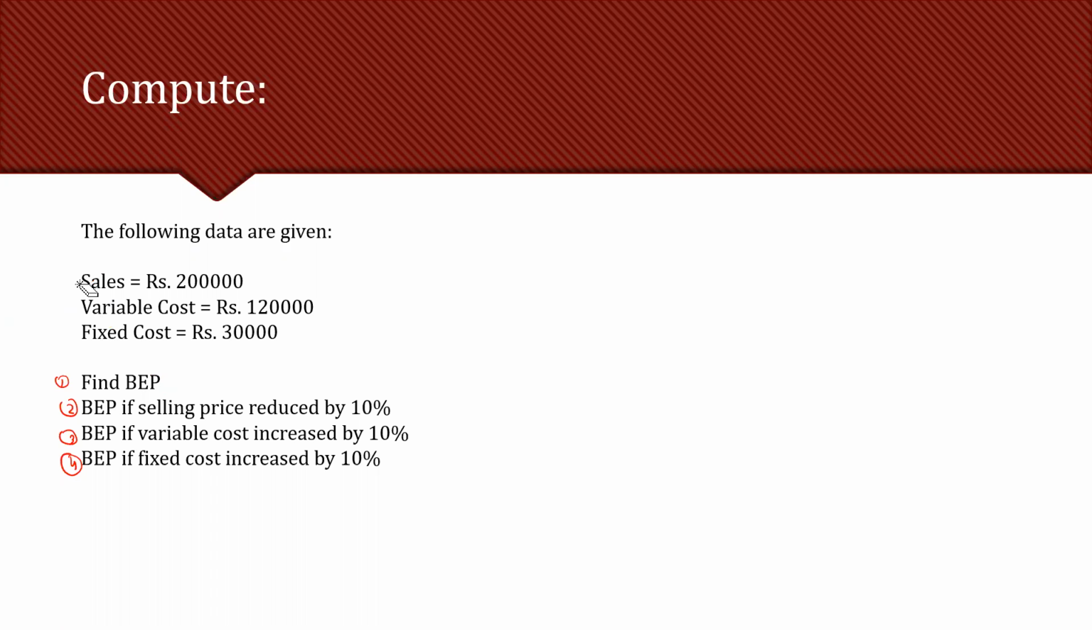So first one, they are simply asking the break-even point if the data are like this. Before finding the break-even point, take the first case. What is the thing that you have to find out first? Contribution. Or we can directly find out the PV ratio. That is more than enough. What is the PV ratio? Contribution by sales into 100.